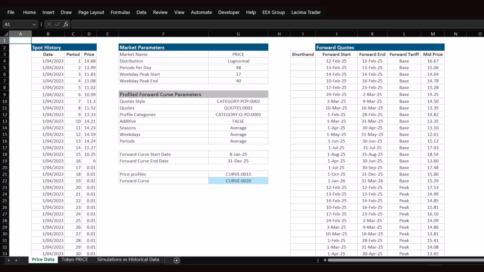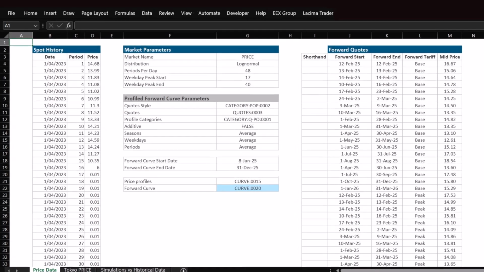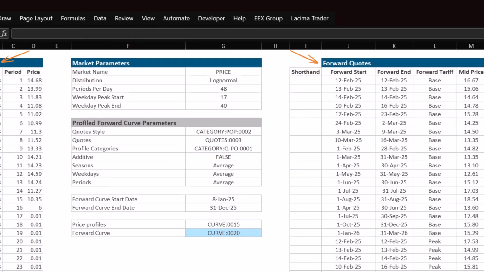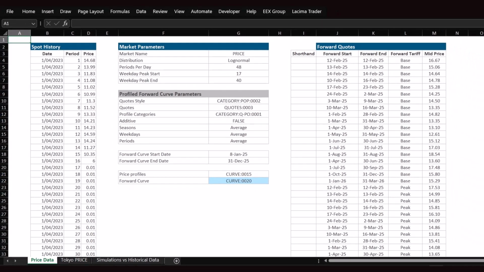For this video, we're seeking to understand market risk by simulating Tokyo power prices. Lacima Trader Sim is a powerful, flexible Monte Carlo simulation engine that allows me to analyze multiple variables at once. But for this example, we'll simplify it to only modeling one, the Tokyo power price. To start, we need to input the historical spot price data and the current forward quotes. Using these, we construct a forward curve. This step was the subject of the first video.